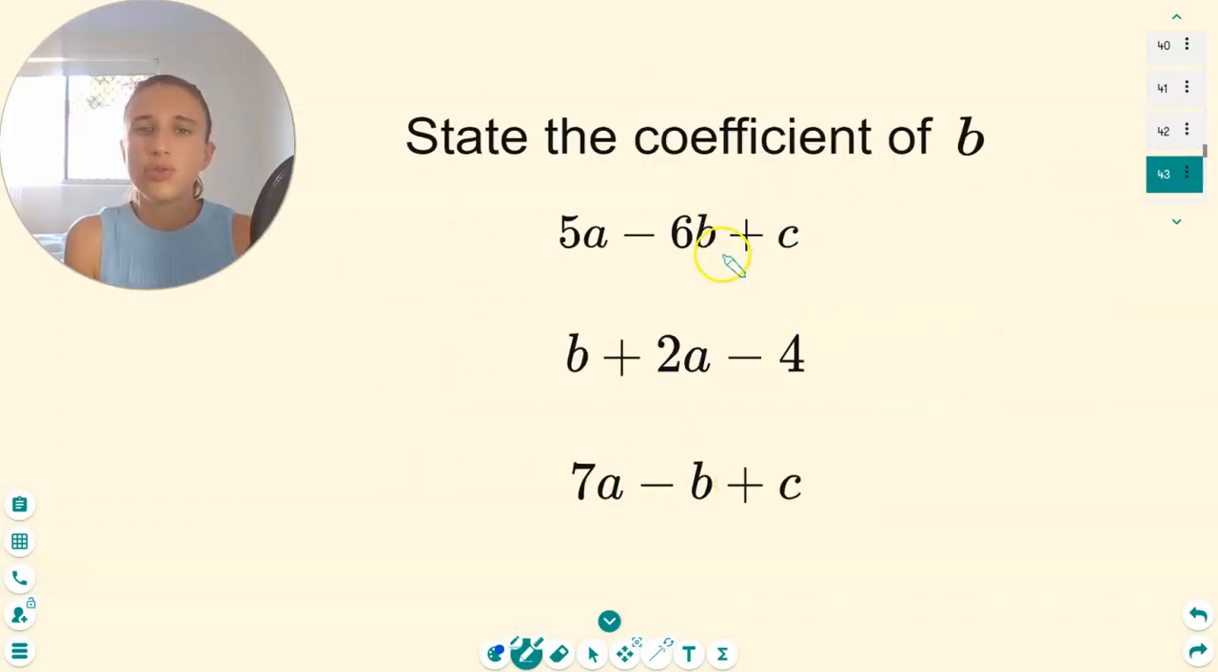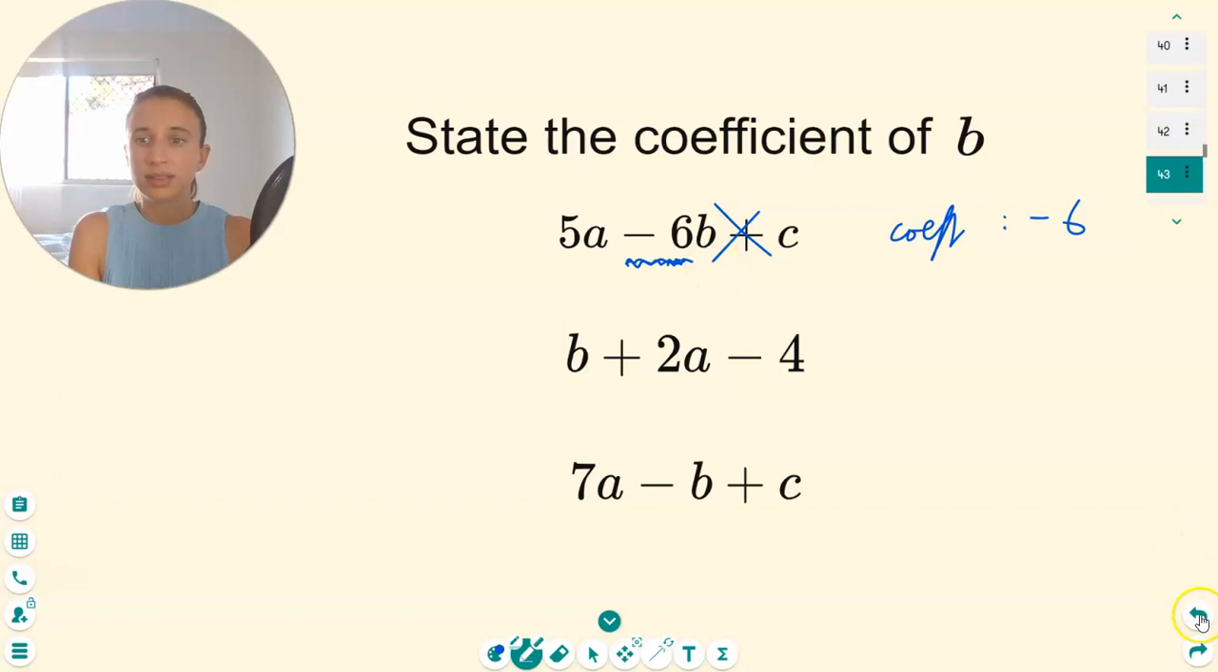So state the coefficient of B in these expressions, right? Expressions don't have an equal sign. Equations do. The coefficient of B. Now looking at this, some students might say, okay, the coefficient of B is the number at the front, 6. You need to take that up. You need to take the sign out the front as well, right? So the coefficient of B is -6. Take the sign out the front.